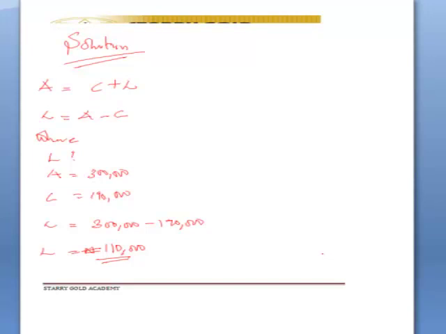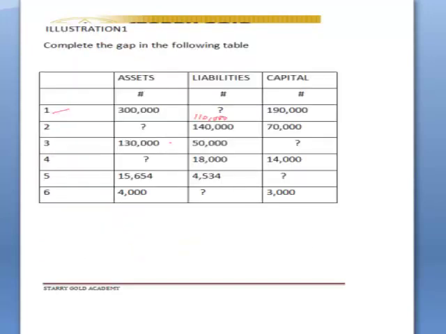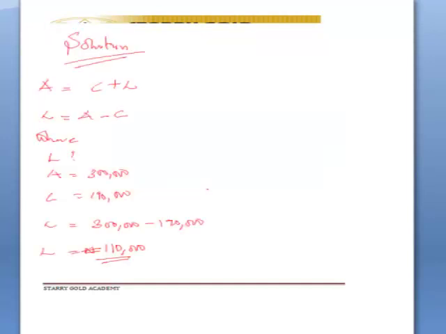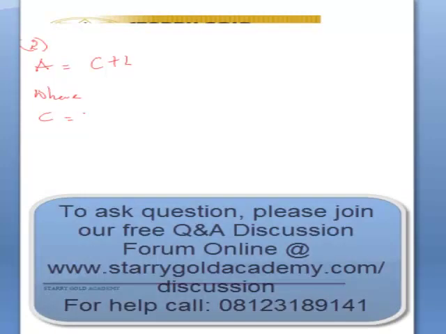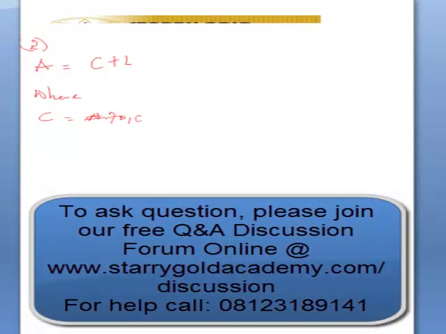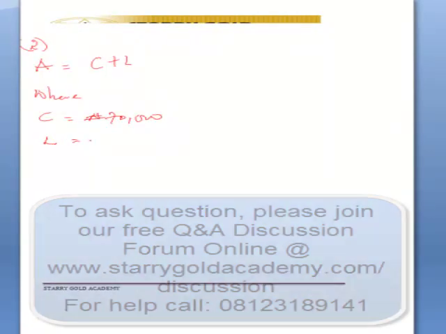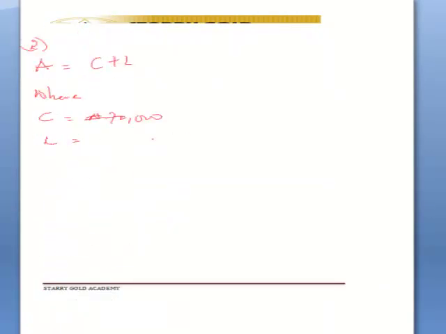Okay, question number 2. We are looking for A in question number 2. So solution 2, looking for A, therefore A is what? Capital plus liability. That is the accounting equation. Where C is 70,000 and L is 140,000.